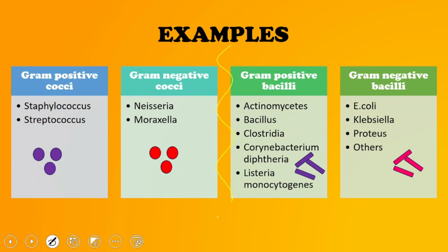So examples, you're going to divide into two main categories. First of all, I'm going to describe all your cocci, and then I will be coming to the bacilli. Okay? Overall cocci can be of two types. Either it can be gram positive or it can be gram negative. Right? If I go with the gram positive cocci, there are two examples: Staphylococcus, Streptococcus. And if you go with the gram negative cocci, two important examples: Neisseria and Moraxella.